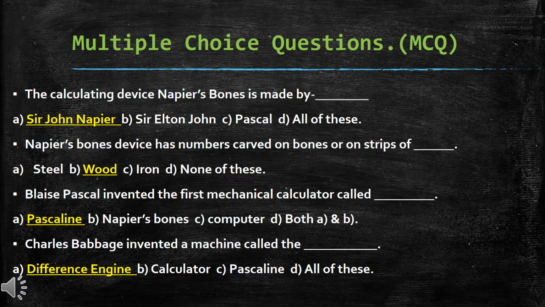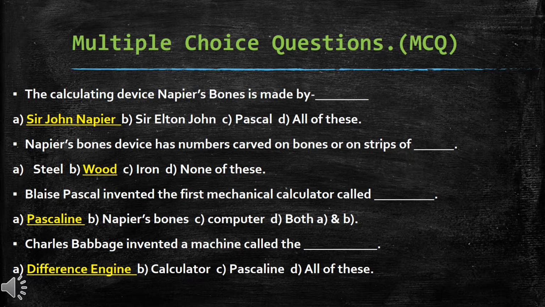The calculating device Napier Bones is made by dash. Sir John Napier, Sir Elton John, Pascal, all of this. The calculating device Napier Bones is made by Sir John Napier. The next one is, Napier bone device has numbers carved on the bones or on the strips of dash. Your options are steel, wood, iron, none of this. The answer is wood.